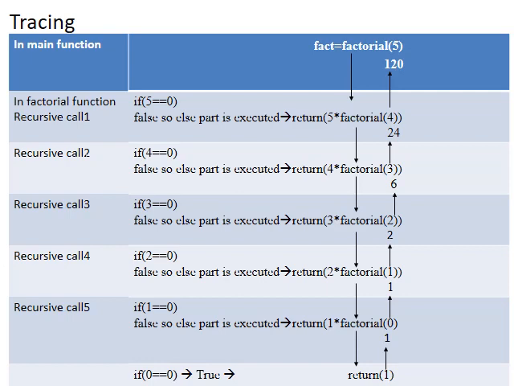So now 4 into 6, that is 24, is returned back to the previous call. Now 5 into 24, that is 120, is returned to the first call made by the main function. So the return statement now executed will have the value 120, that will be returned to the main function. So 120 will be copied to fact and the output is displayed in the main function.